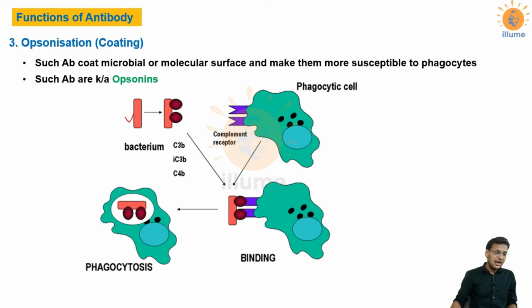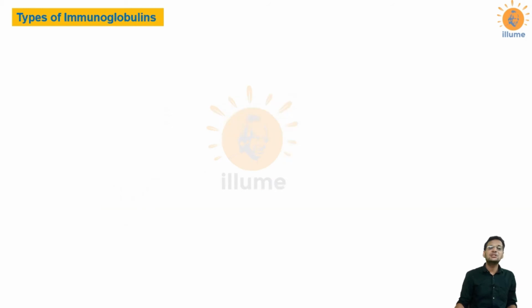See this figure. In this figure, this is a bacterium and your antibodies have opsonized this bacterium. Now these phagocytic cells have some complement receptors, and these receptors would easily attach themselves to these antibodies, and then they would easily digest this bacteria. So this is called opsonization.